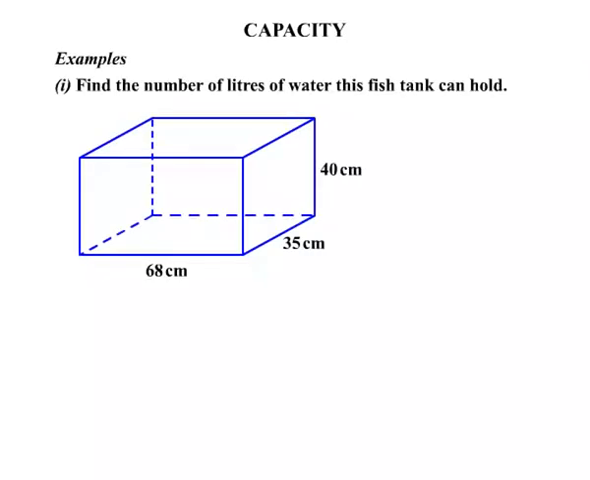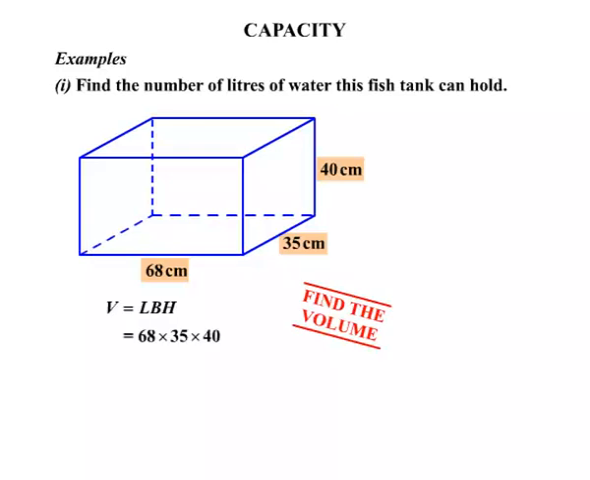Okay, let's look at some examples now. We need to find the number of litres of water this fish tank can hold. The first step is to find the volume. Now V equals LBH. Okay, for a cuboid or a rectangular prism, volume equals length times breadth times height, where the length is 68 centimetres, the breadth is 35 centimetres, and the height is 40 centimetres.